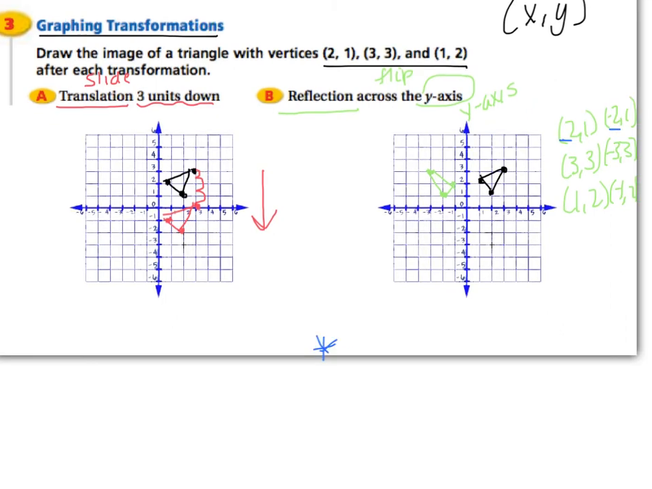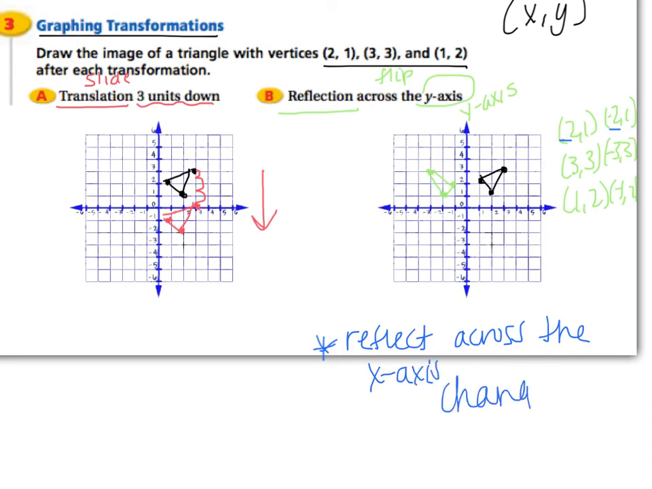If you were to reflect across the x-axis, you would change the y coordinate. So just like here, how we changed all these x's to the opposite, if we were reflecting across the x-axis, we would do the opposite of the y coordinate.